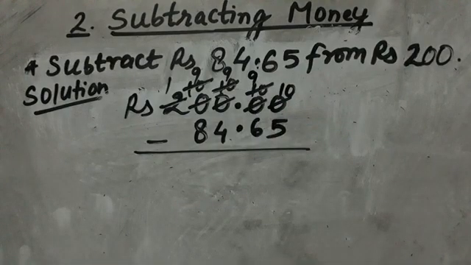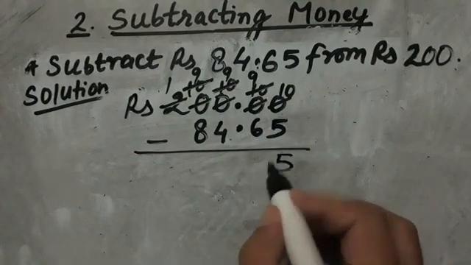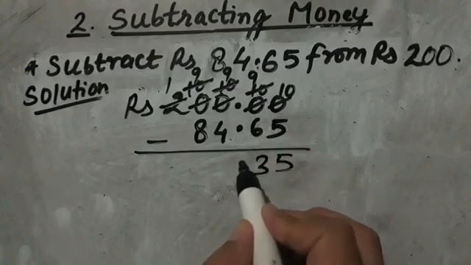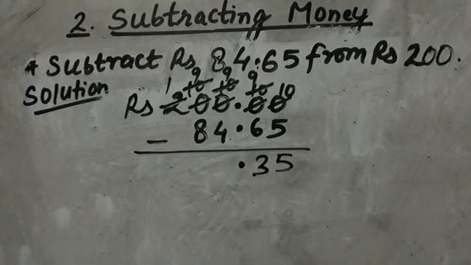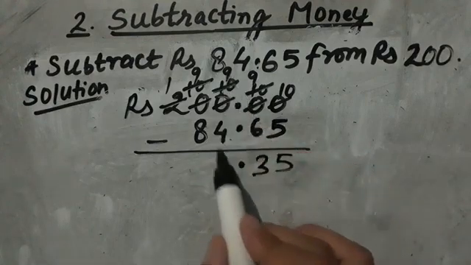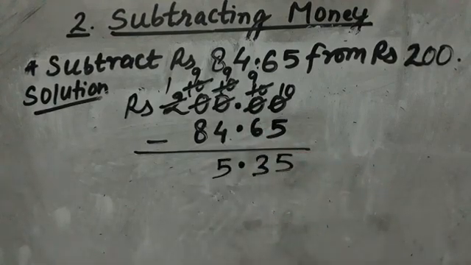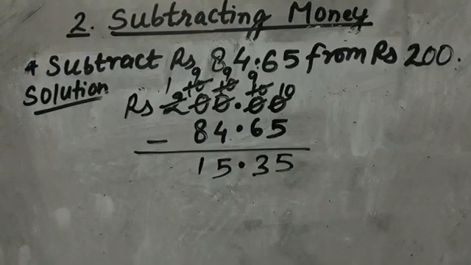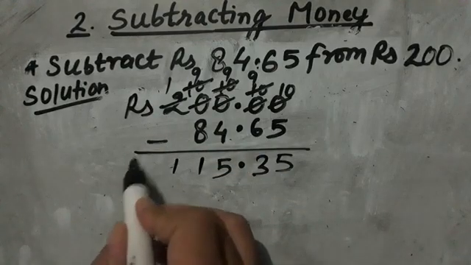So now students, let's subtract. Now 10 minus 5 is 5. 9 minus 6 is 3. Now we have to write decimal, maintaining the vertical line. Now similarly 9 minus 4 is 5, and similarly 9 minus 8 is 1. Now it is 1 rupees.